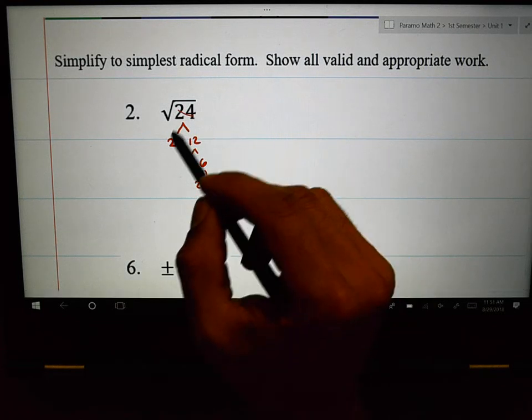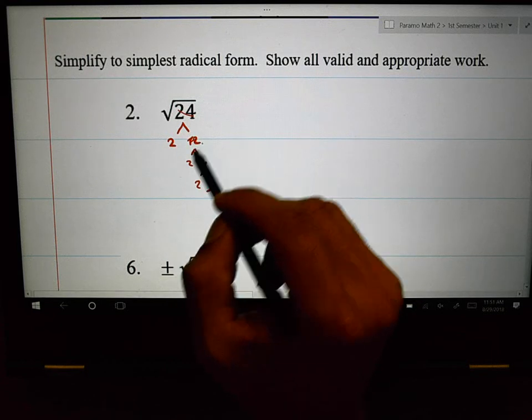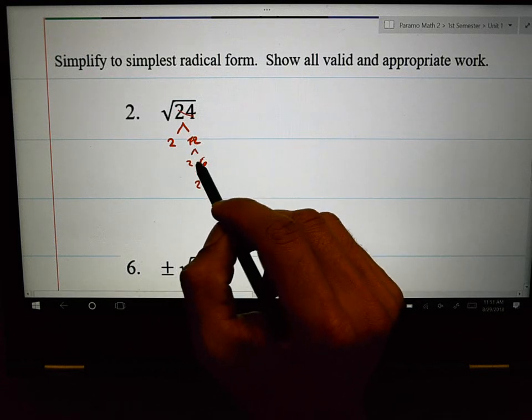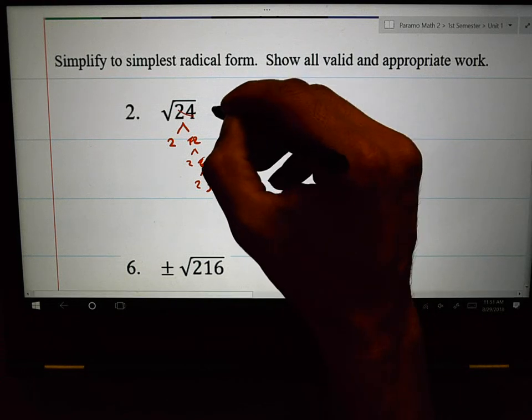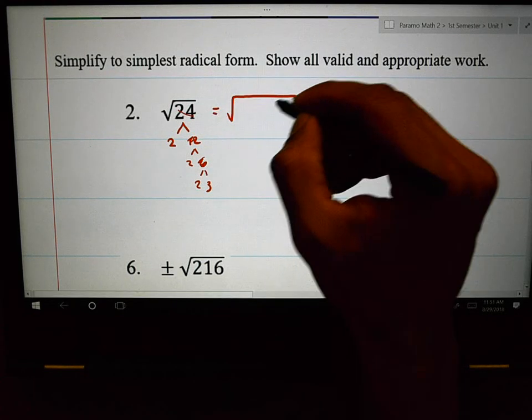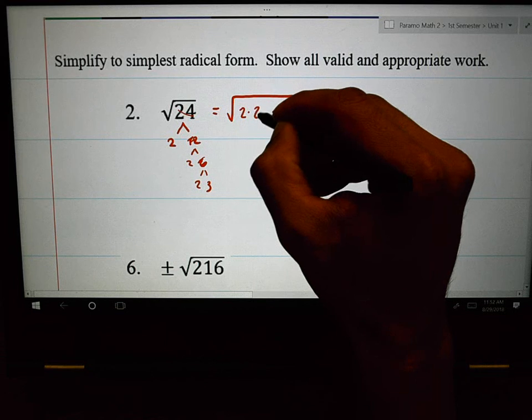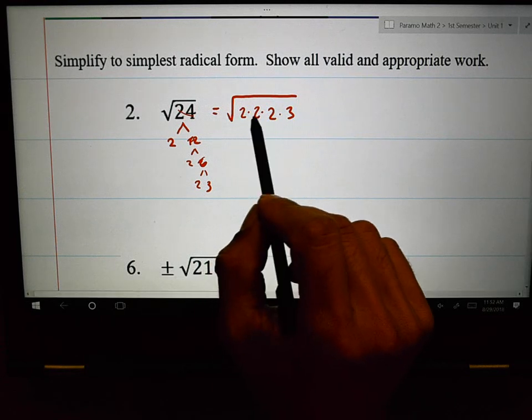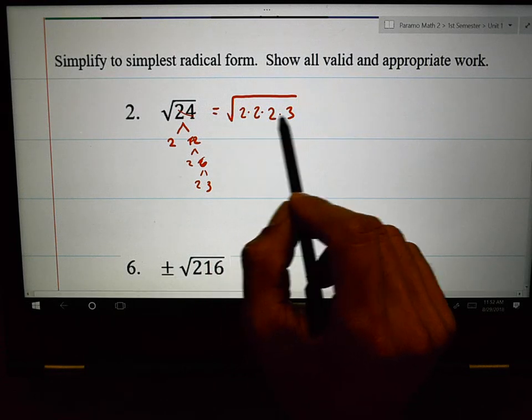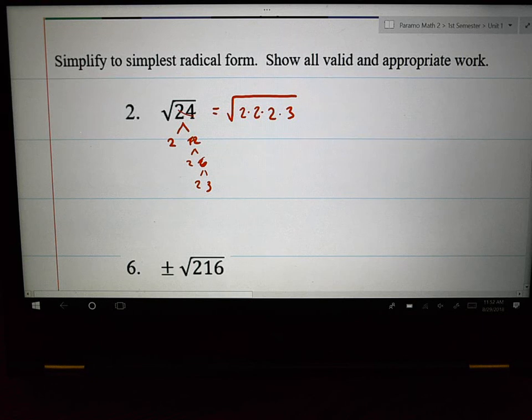The 24 broke down to 2 times 12. The 12 broke down to 2 times 6. The 6 broke down to 2 times 3. So this is the same thing as the square root of 2 times 2 times 2 times 3. And if you don't believe me, 2 times 2 is 4. 4 times 2 is 8. 8 times 3 is 24. It works.